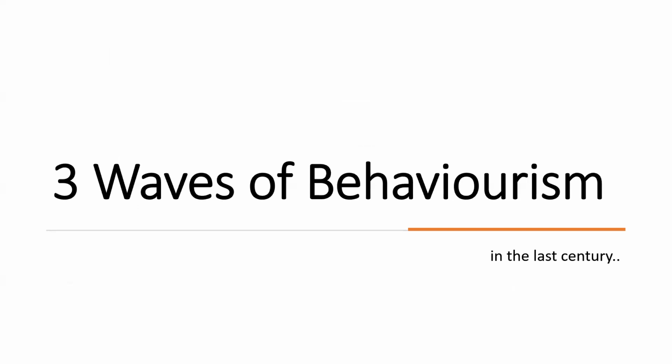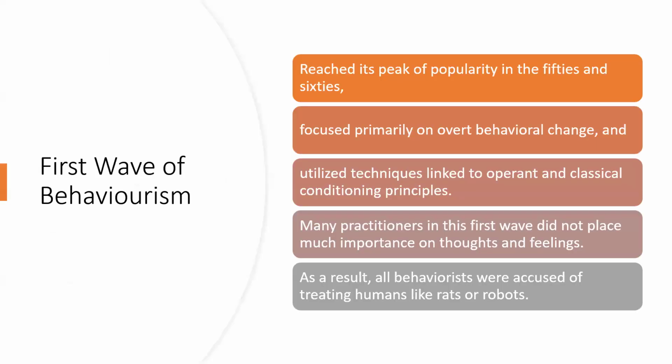Three waves of behaviorism in the last century. The first wave of behaviorism reached its peak of popularity in the 50s and 60s. It focused primarily on overt behavioral change and utilized techniques linked to operant and classical conditioning principles. Many practitioners in this first wave did not place much importance on thoughts and feelings. As a result, all behaviorists were accused of treating humans like rats or robots.